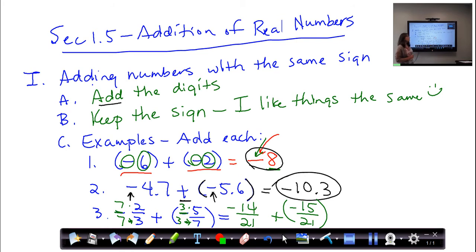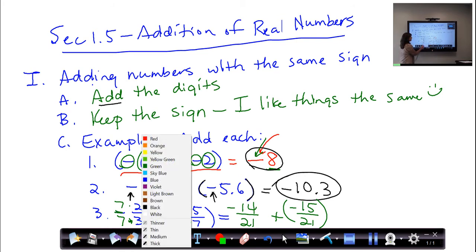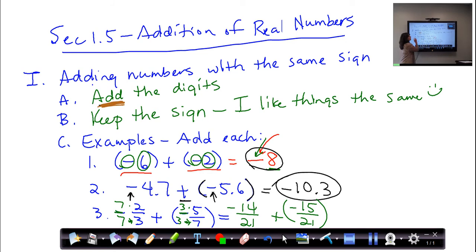Now that I've got common denominators, I'm going to add up those digits. Remember, that was the next thing. Add the digits, so ignoring the sign. So I'm going to say 14 over 21 plus 15 over 21. Well, 14 and 15 will give me 29.